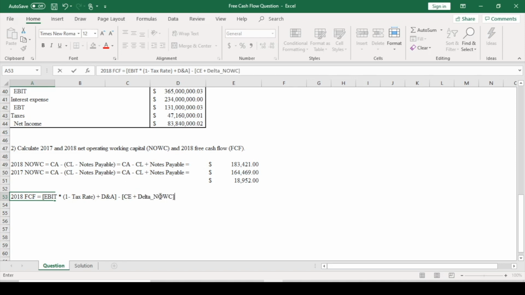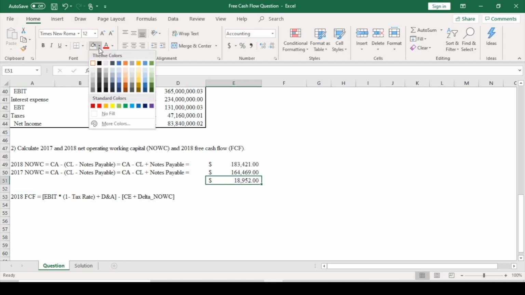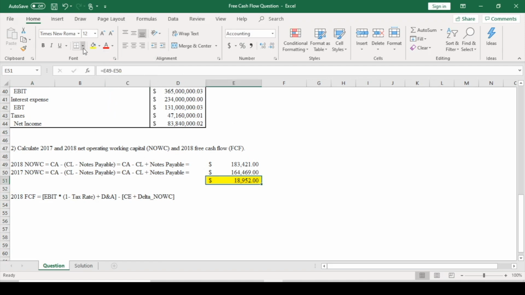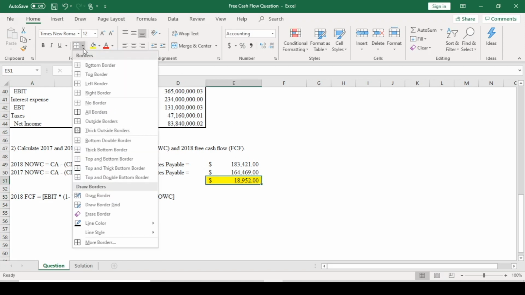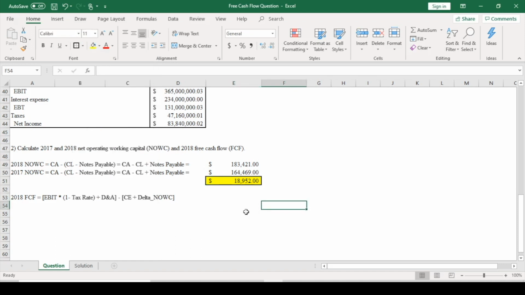And delta NOWC, change in net operating working capital, is here, right? So we need this component. This is a very important component to calculate 2018 free cash flow. Before we calculate this, where does EBIT come from? Income statement. Tax rate, income statement. Depreciation and amortization comes from where? Income statement. So this first part comes from the income statement.